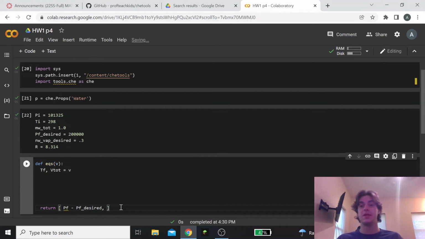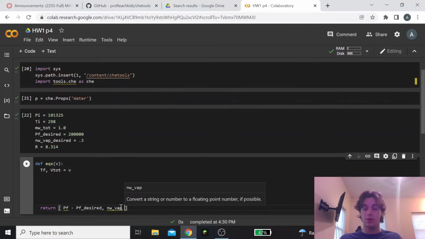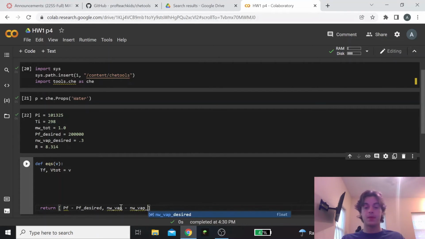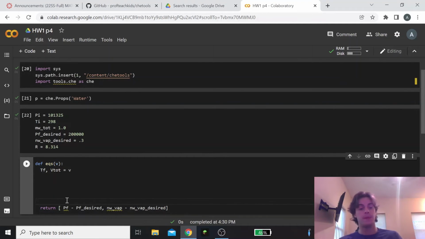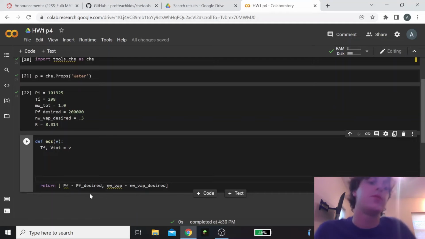And then same idea, we need to use our desired moles of water vapor and set that equal to the moles of water vapor that's actually in our container. So moles of water vapor minus our moles of water vapor desired. And same idea, when this goes to 0, then we'll have reached those desired values. So now we can use our relationships and connect all these variables back to our knowns. So that way we can solve this equation.